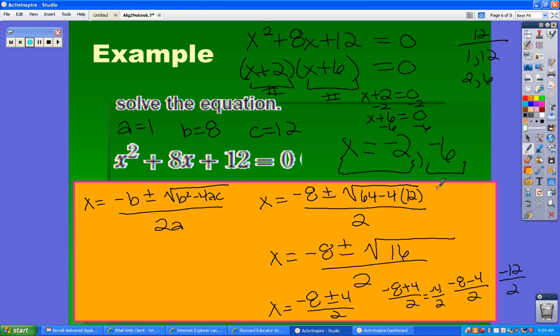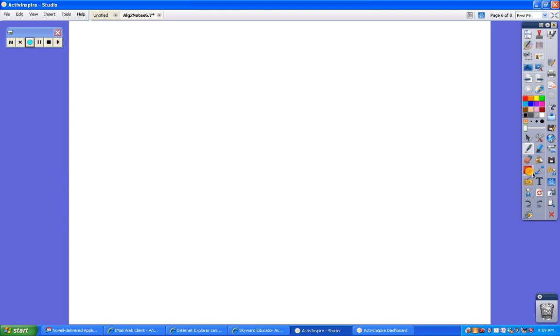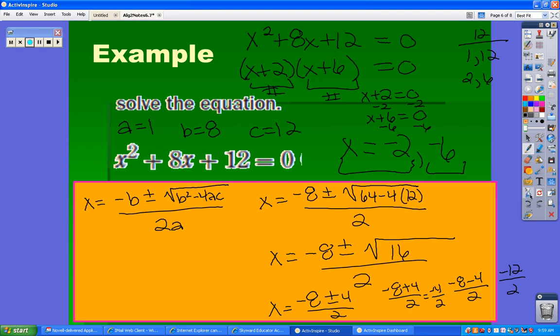Sometimes you have to do the quadratic formula because you can't factor it or you can't figure out how to factor it. But if you can see right away, oh, I know how to factor this, then go ahead and factor it. It'll save you lots of time. Okay, let's look at this next one here.